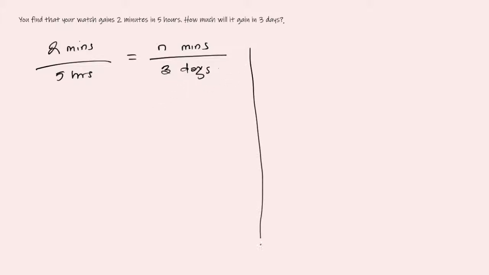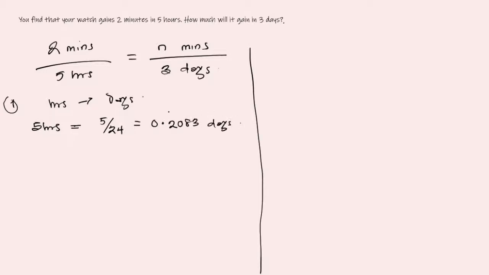So if we divide our screen into 2, and we do number 1 here, which is changing hours to days. So 5 hours is equal to 5 over 24 days, which is equal to 0.2083 days. So 2 minutes over 0.2083 days, which has been converted to days, equals n minutes over 3 days.